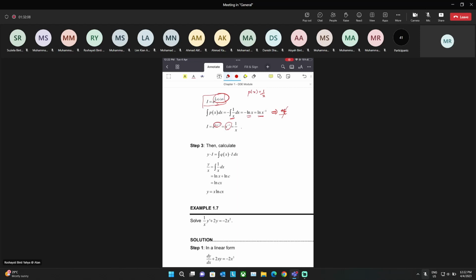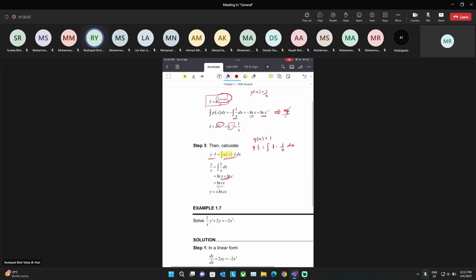Then the next, you need to calculate y times I equal to integration of q(x) times I dx. Just now we have q(x) equal to 1. So y times I equal to integration of 1 times, your I is 1 over x, dx. So you get ln x plus ln c, which becomes ln cx. Then y equals x ln cx.